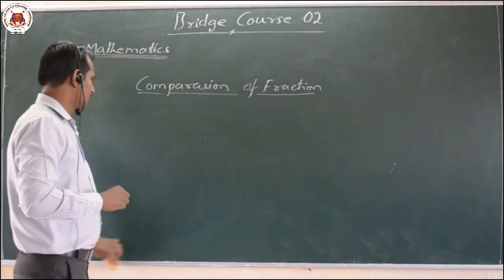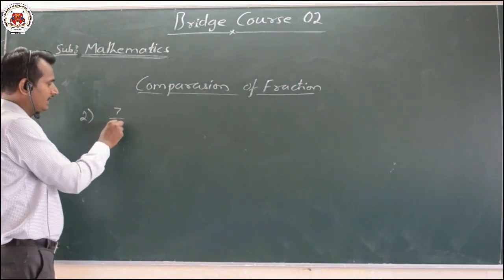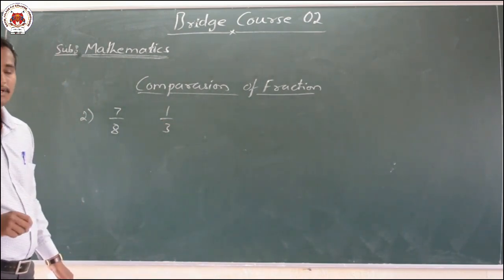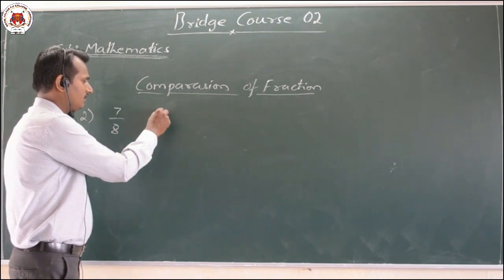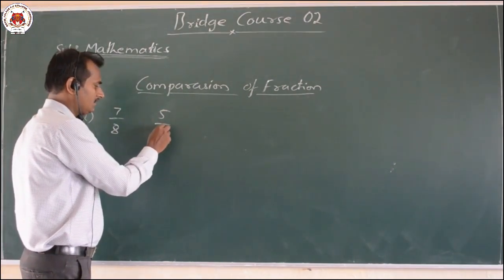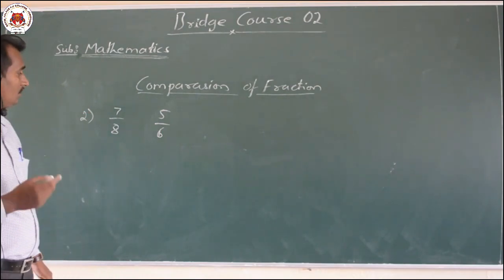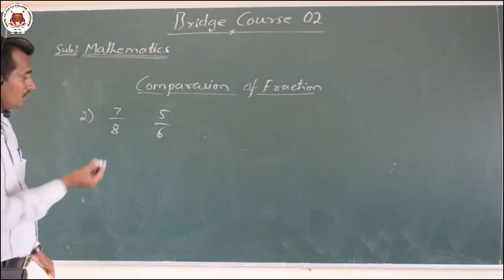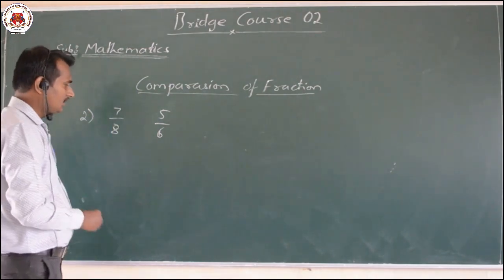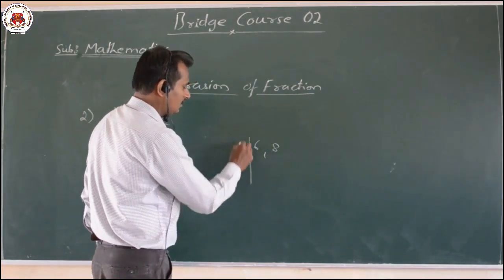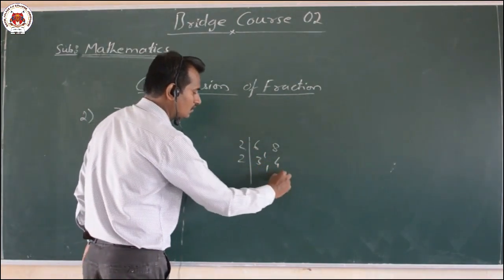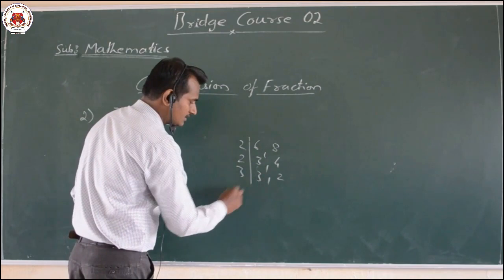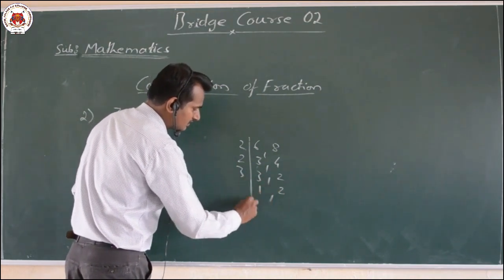Next example, the second one: 7 by 8 and 1 by 3. Or else you can take larger numbers also, that is 5 by 12, 5 by 6. Which one is larger? I don't know which one is larger here. Either you take decimal points or you do it by the same denominator form. Now, what is the LCM of 6 and 8? First of all, 2 3s are 6, 2 4s are 8.